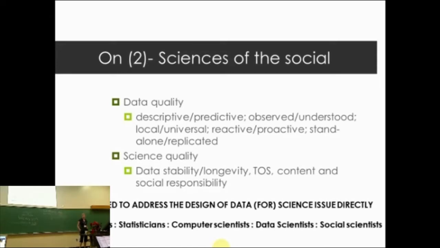Science quality is what I'm thinking about. Data stability and longevity. Are we gathering data that we can actually point to and say, that is a really interesting invariant? That is a really interesting observation about humankind in general, about people in general. We need to understand the terms of service for the places from which we collect those data. We need to understand what that content is, and we need to understand who has social responsibility around those content, those data. Is it us as a group, or is it the organizations who host those data?